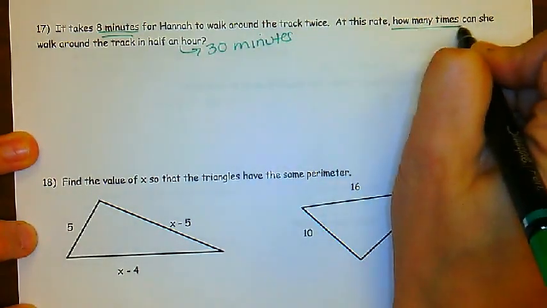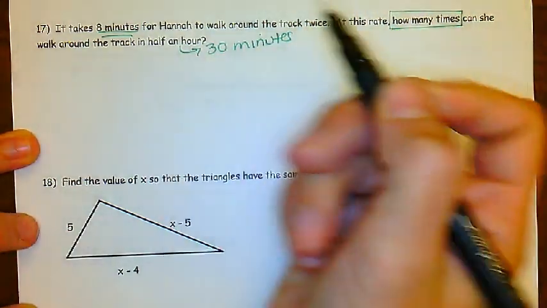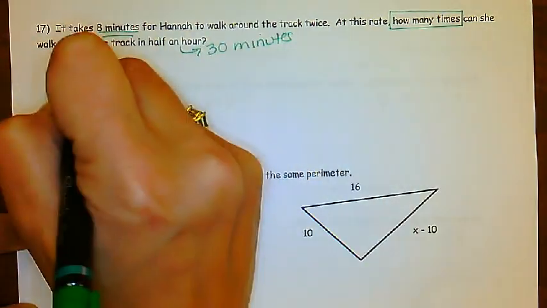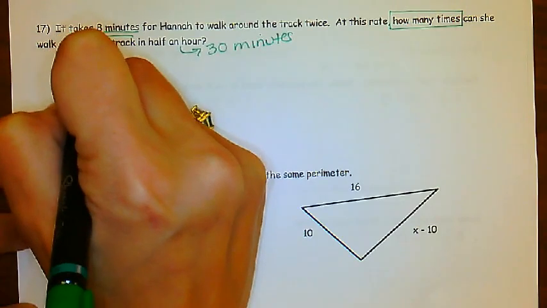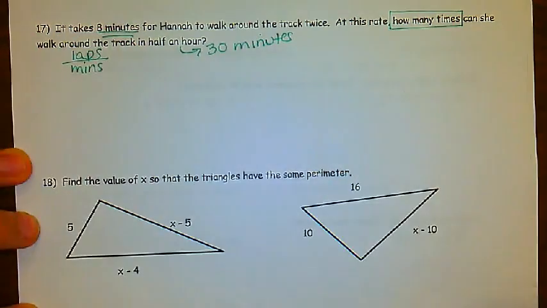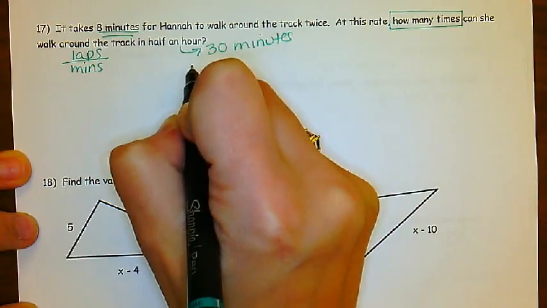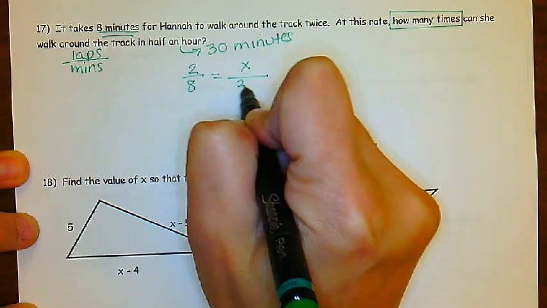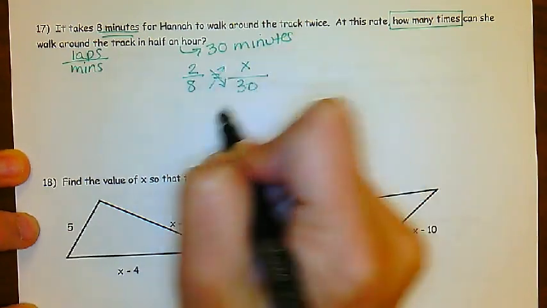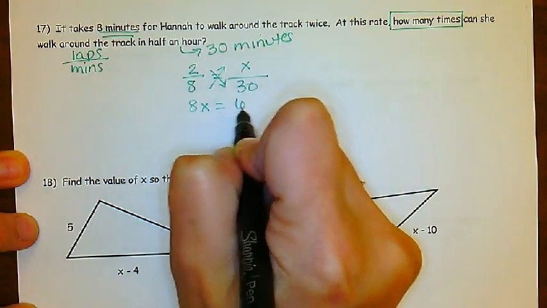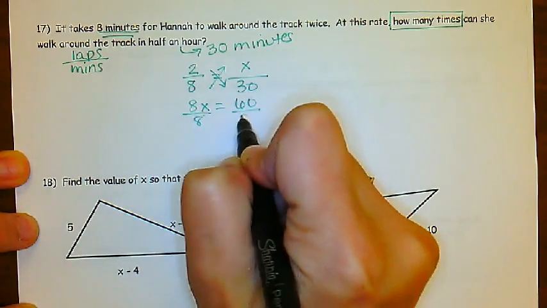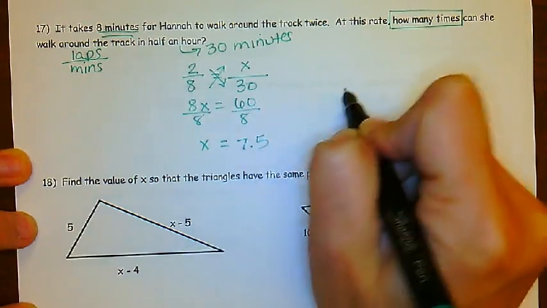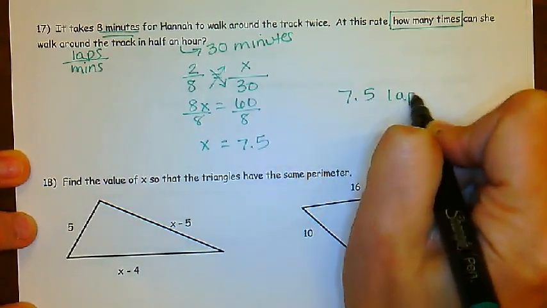Okay, and I want to know how many times. So it says that, so we'll do laps over minutes, and we'll set up a proportion. So she can do 2 laps in 8 minutes. So we want to know how many can she do in 30. So cross multiply, divide. So x is equal to, so she should be able to do 7.5 laps. Wow.